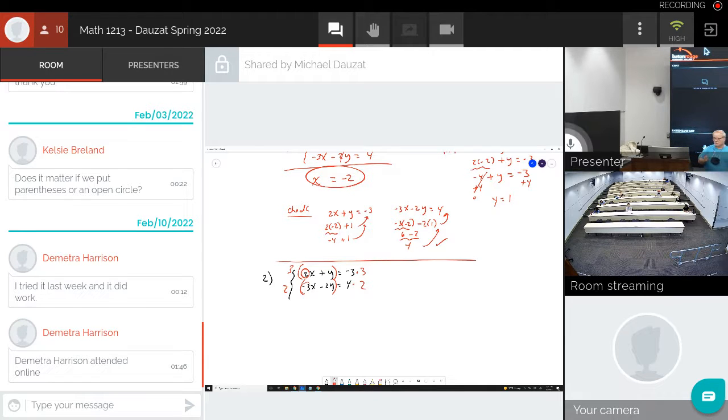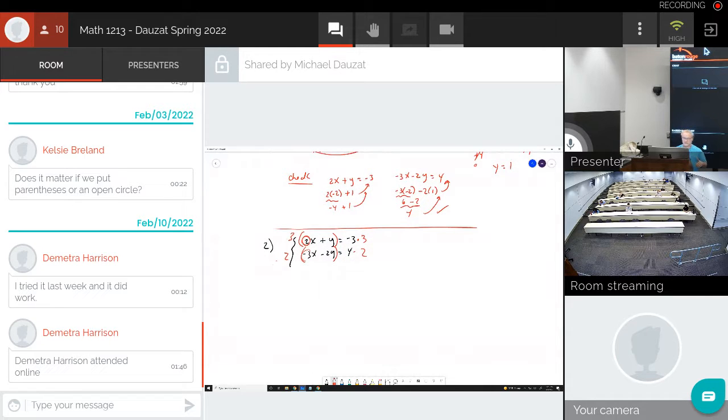Okay? All right, and then let's get rid of the parentheses so we can distribute. And so this becomes, what's 3 times 2x? What's 3 times y? Equal, and what's negative 3 times negative 3? I'm sorry, negative 3 times 3. And then the second equation, 2 times negative 3x. 2 times negative 2y. Equal, and then what's 4 times 2? 8.